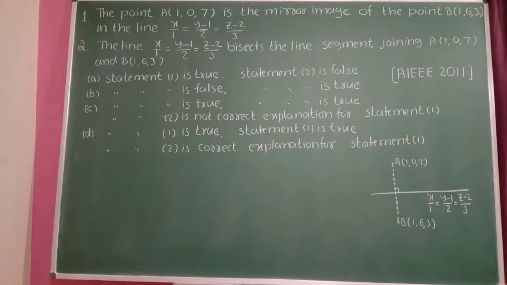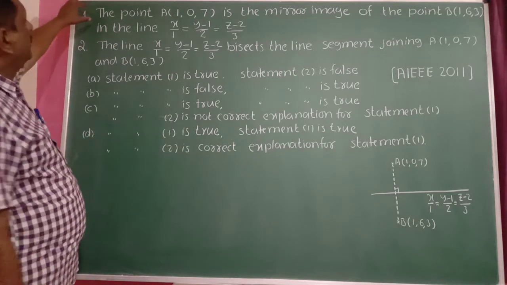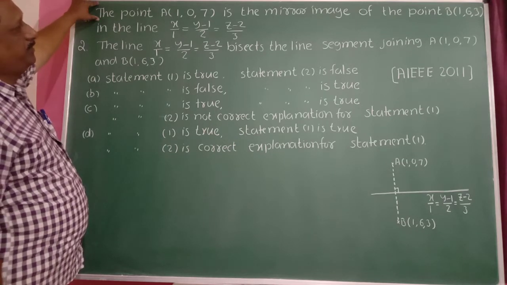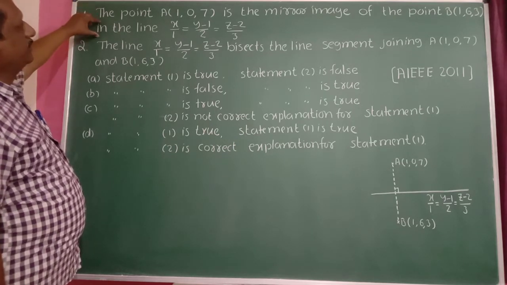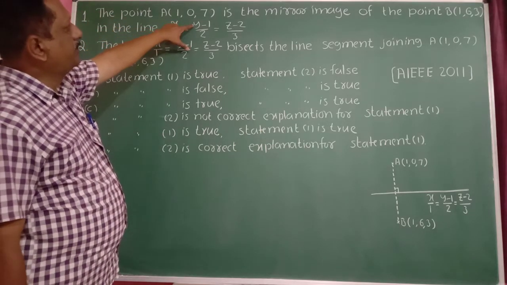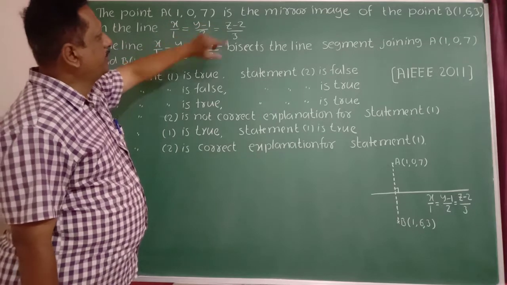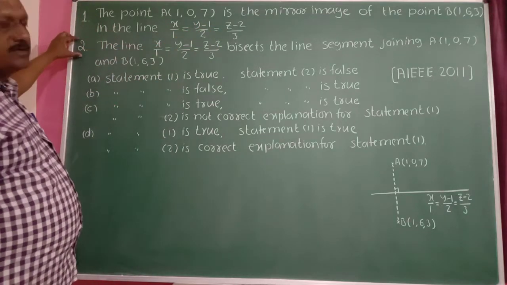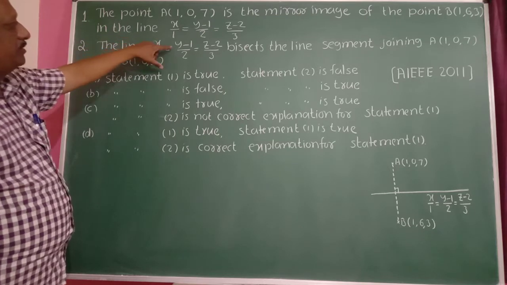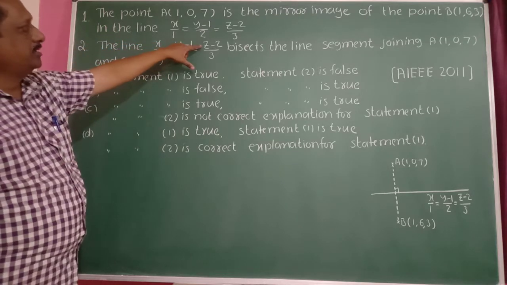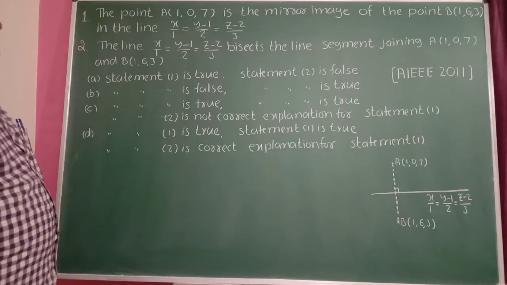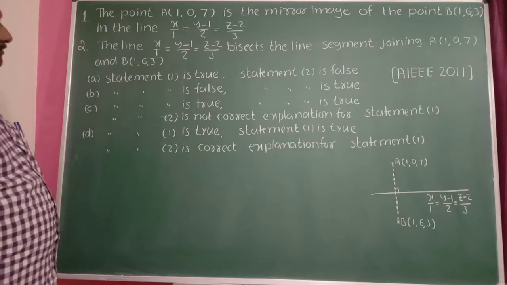First statement here: the point A(1,0,7) is a mirror image of the point B(1,6,3) in the line x upon 1 is equal to y minus 1 upon 2 is equal to z minus 2 divided by 3. And the second statement here: the line x by 1 equal to y minus 1 upon 2 is equal to z minus 2 upon 3 bisects the line segment joining A(1,0,7) and B(1,6,3).